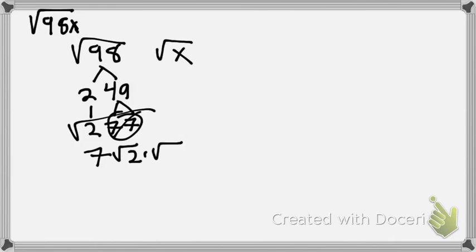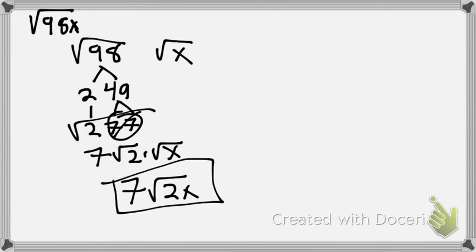As to the square root of x, there's nothing doing. It doesn't have a partner, it doesn't have a pair, there's no way we can pull multiples of the same number out from under there. So we just leave it as the square root of x. And then we rewrite that as 7 times the square root of 2x.